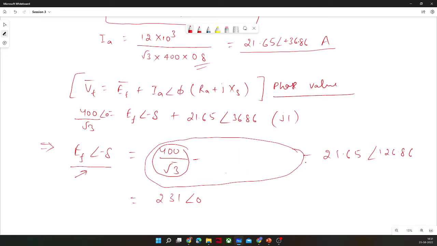Since resistance is not there, I proceed like that. If I had done this in GATE, I would have lost 2 marks. So make sure we do not make this kind of mistake.